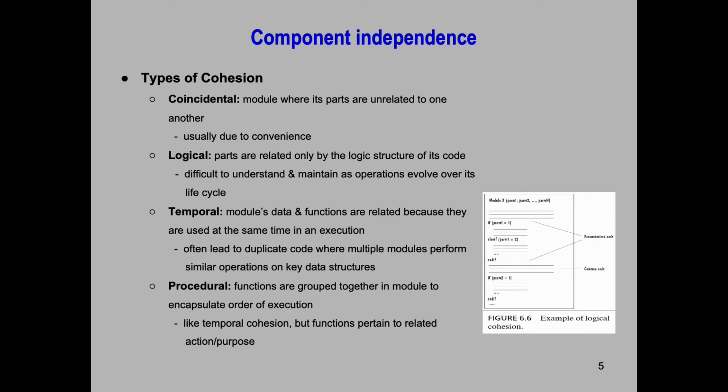Then we have temporal. This is where modules, data, and functions are related because they are used at the same time in an execution. This often leads to duplicate code where multiple modules perform similar operations on key data structures. Then we have procedural. So where functions are grouped together in a module to encapsulate order of execution. So similar to temporal cohesion, but the functions pertain to a related action or purpose.